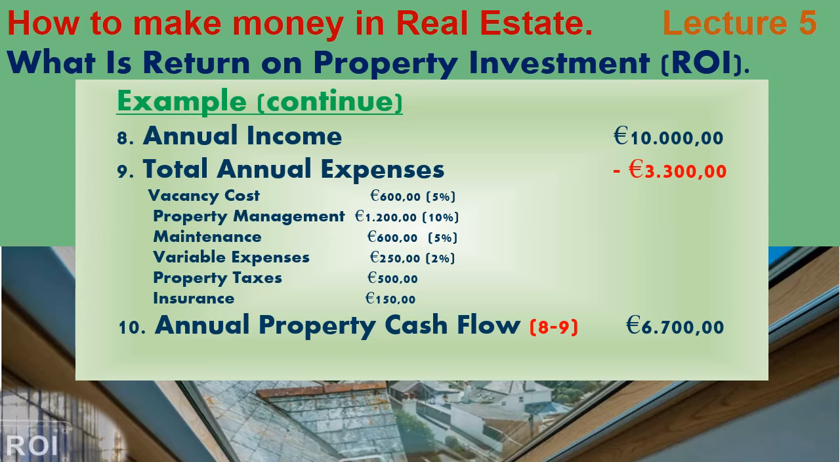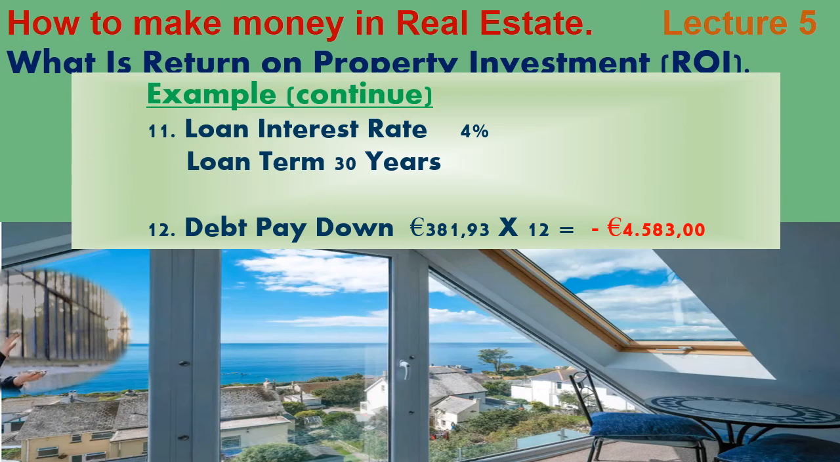Total annual expenses are equal to €3,300. Annual property cash flow is equal to €6,700. Loan interest rate is equal to 4%. Loan term is for 30 years. Mortgage payment, debt paydown, is calculated to €381.93.